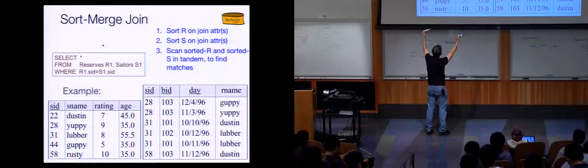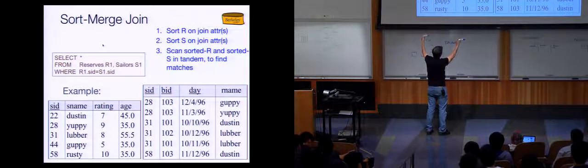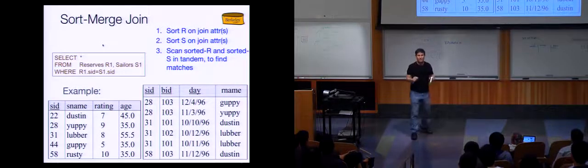Now we move my left hand. 31, cool. Is there a 31 on the right? There is, hooray, to the output. Move the right one down. Is there a 31? Yes, move it to the output. Is there a 31? Yes, move it to the output. Next thing's 58, that's no good. Move this one down, 44, nope. Move this one down, 58. 58 and 58 go together, end of file, we're done.